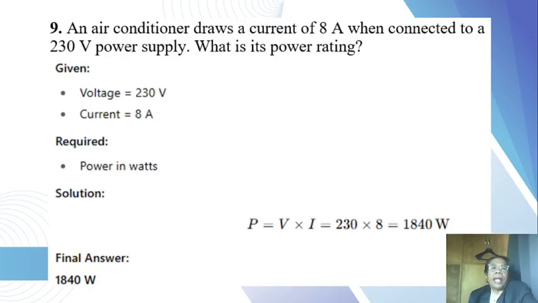Number 9, an air conditioner draws a current of 8 amperes when connected to a 230 volt power supply. What is its rating? Given voltage 230 volts, current 8 amperes, required power in watts. The formula for power is P equals V times I. Substitute the given data, 230 volts and 8 amperes. So your answer is 1,840 and the unit is in watts.